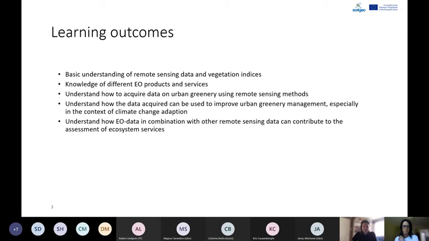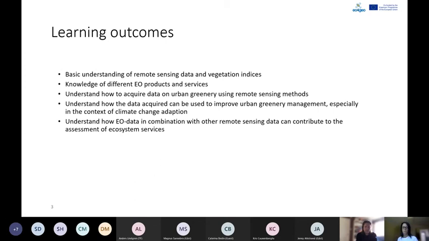This is something I just wanted to start with, the learning outcomes that we use when we construct these webinars. So what we are hopefully going to transfer to you, and what you will get out of this webinar, will be a basic understanding of remotely sensed data and vegetation indices, knowledge of different EO products, and when I say EO, it's Earth observation. It has to do with satellites normally, and services. Understand how to acquire data on urban greenery using remote sensing methods.